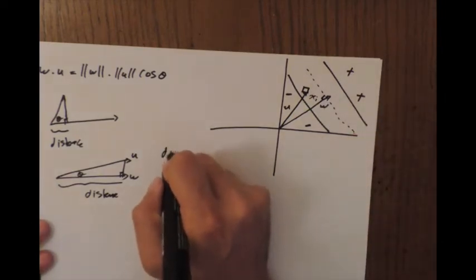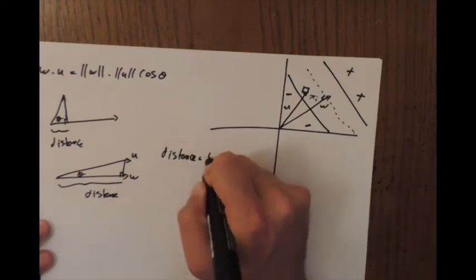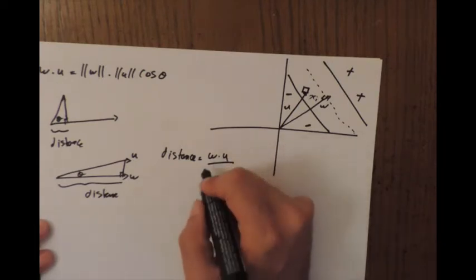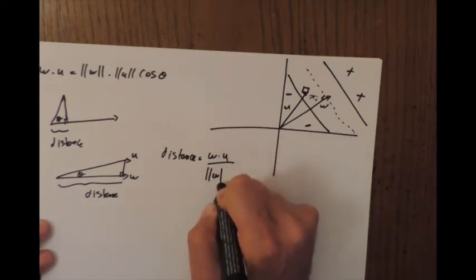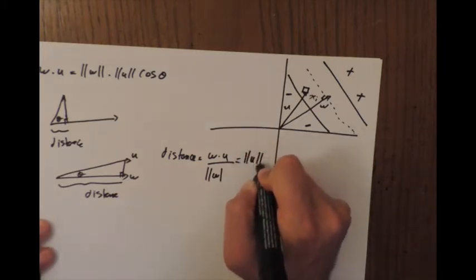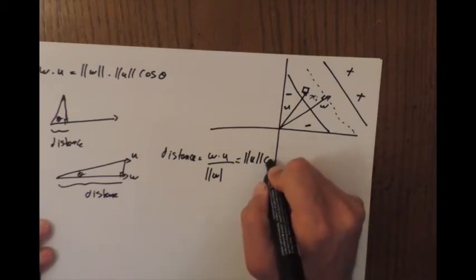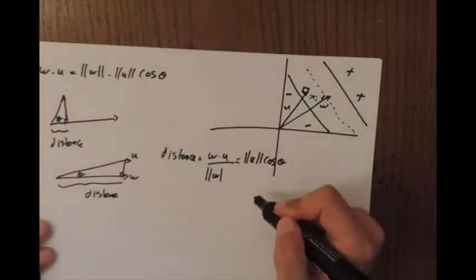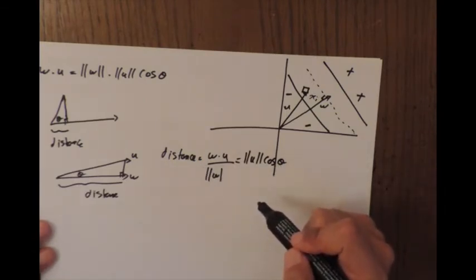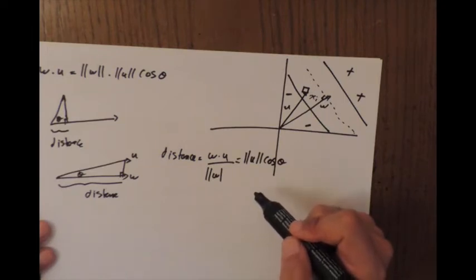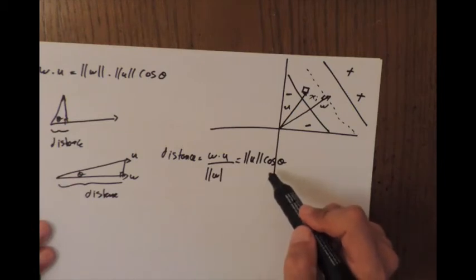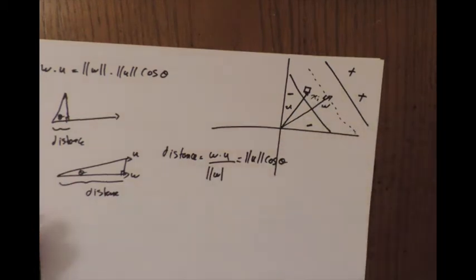So the distance here is equal to the multiplication of W and U over the magnitude of W, times the magnitude of U cosine theta. I just took the dot product and placed it in a form using the projection to express the distance. So the magnitude of U times the cosine theta is the distance to that point.